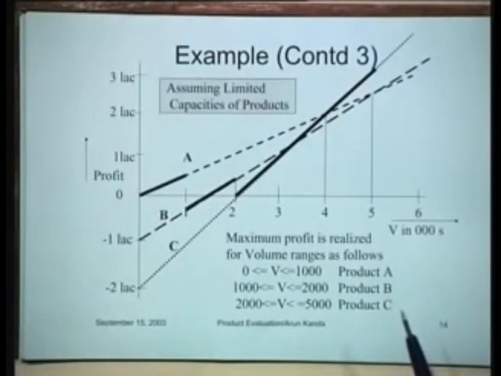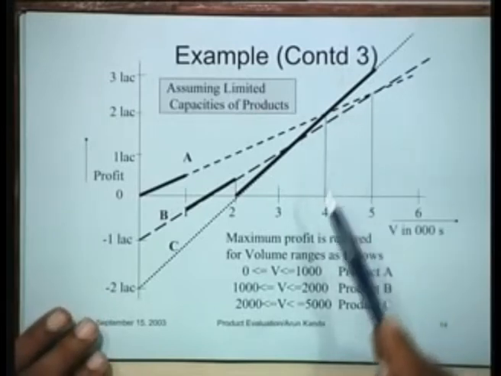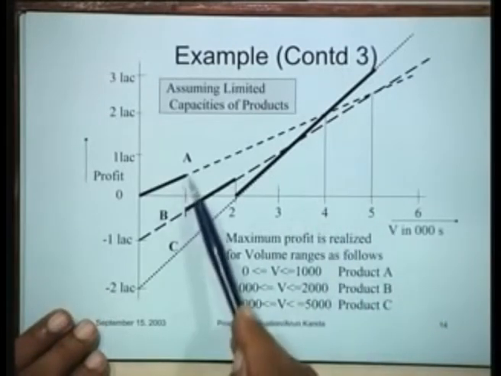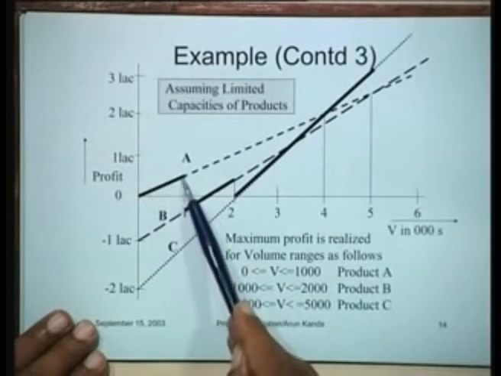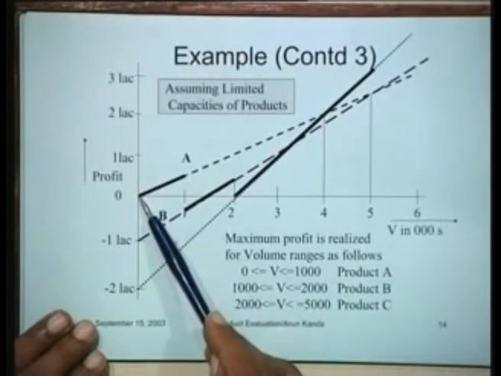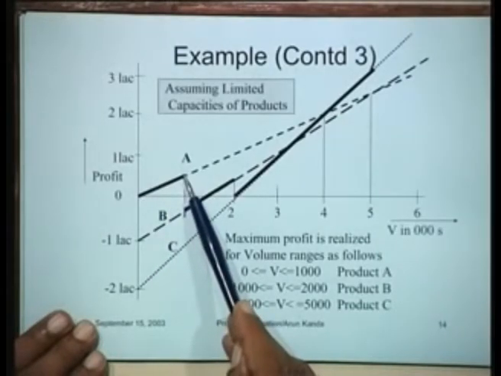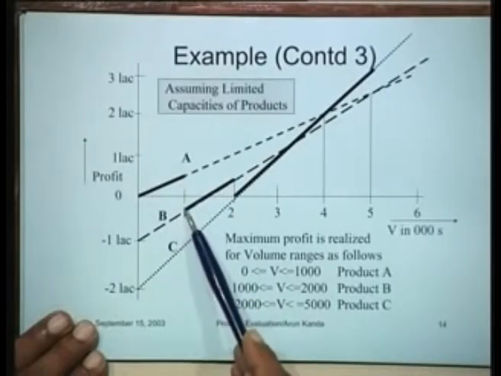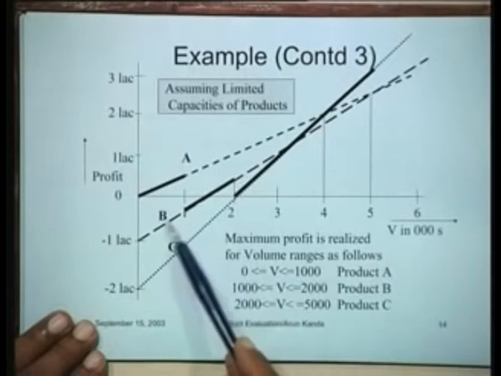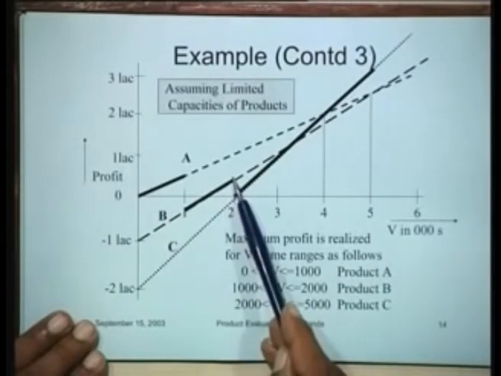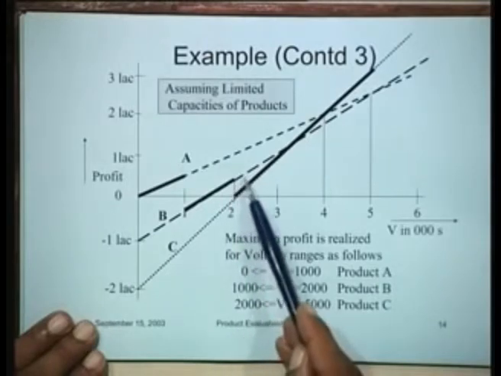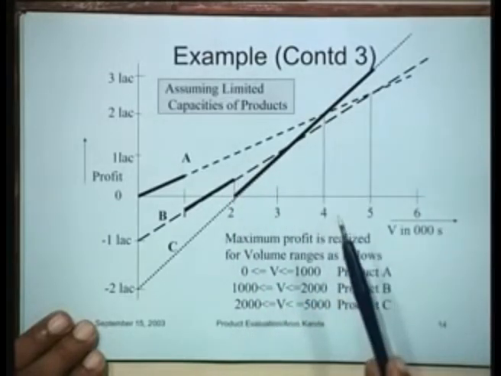So what you find is, in this case, since A is available only up to 1000, this option will be available only by the dark line here, only up to this particular point. And thereafter the maximum profit would occur corresponding to the option of product B. So this product B would go up to only 2000 because this option is not available after 2000.